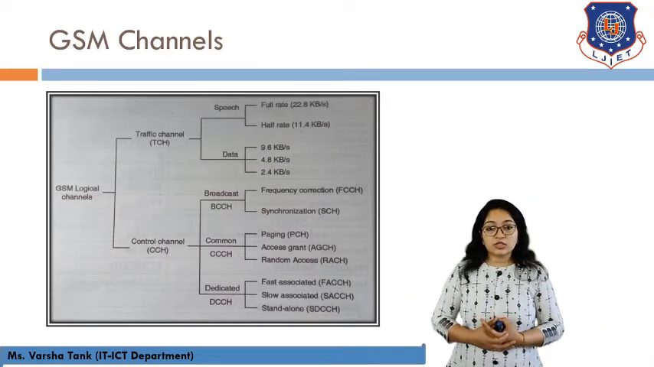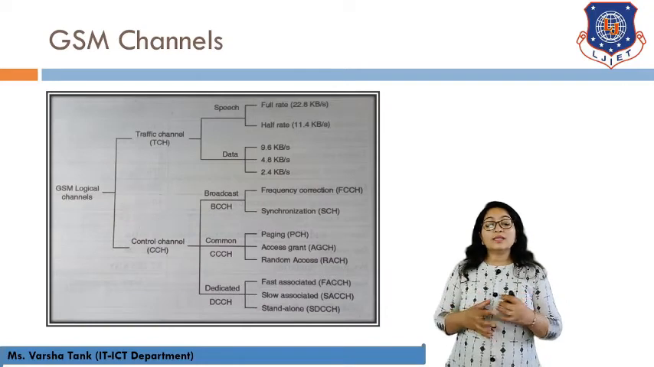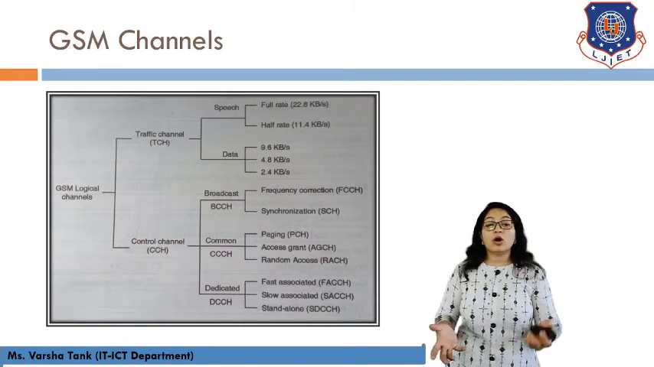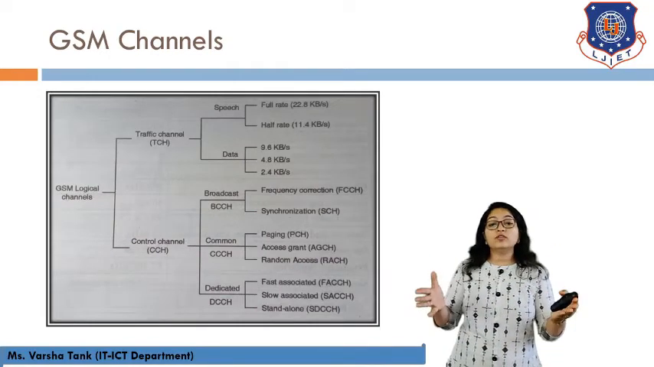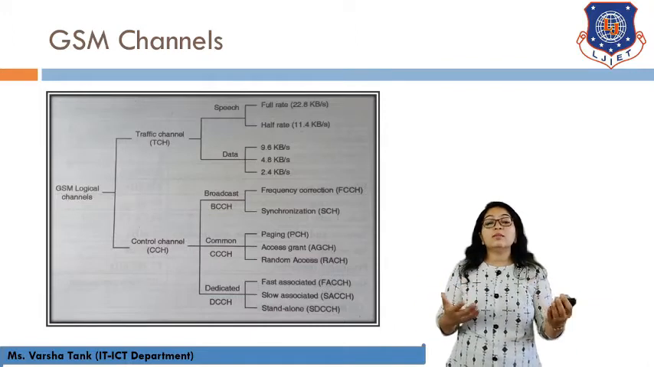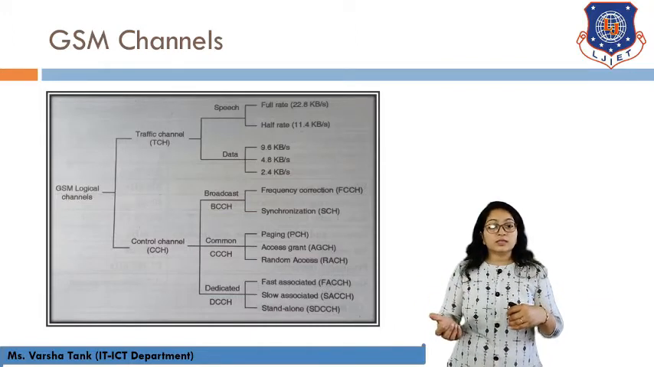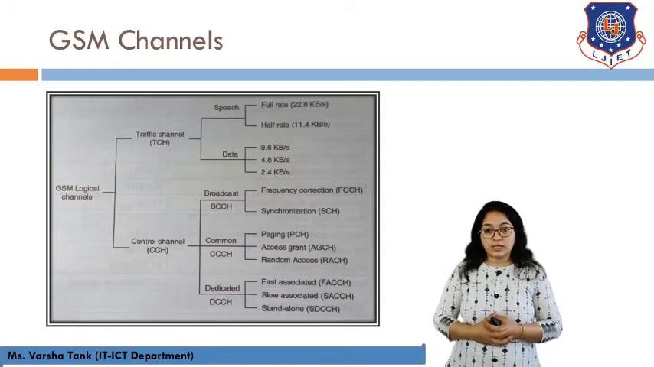The next is the random access channel. Okay, now the mobile station is calling. So at that time, any of the channels that is available is randomly assigned to the mobile station. So that is what the random access channel is.